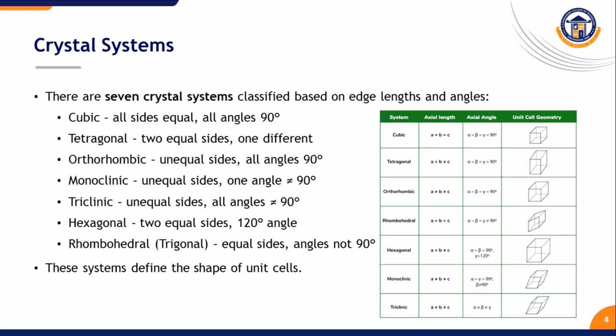Crystals are not all the same. They are classified into 7 different systems based on the edge lengths and the angles between the axes. For example, in the cubic system, all sides are equal and all the angles are 90 degrees, while tetragonal has 2 equal sides and 1 different. Other systems like orthorhombic, monoclinic, triclinic, hexagonal and rhombohedral also exist with different geometry. These crystal systems define the overall shape of the unit cell in solids.